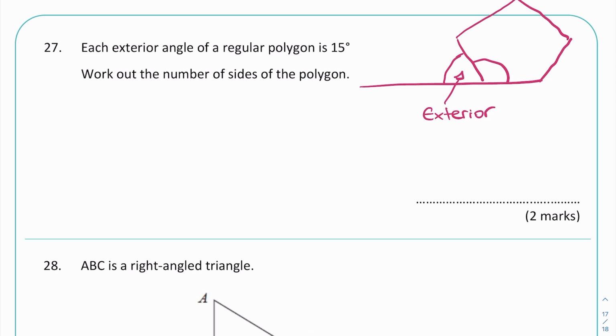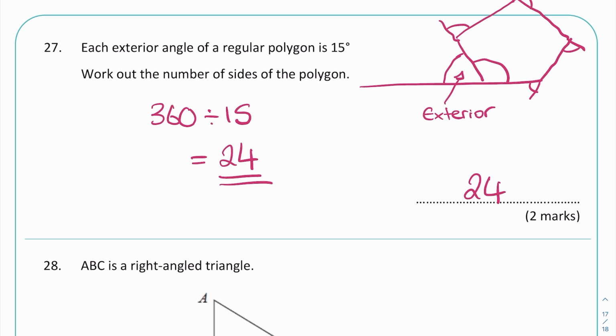So the exterior angle and the interior angle together add up to 180 degrees. But the exterior angles going all the way around a shape form a full turn, so all of them added together will equal 360. So if we know one of the angles is 15 degrees and we do 360 divided by 15, it's going to tell us just how many of those angles there are. There's one for every side, so that'll tell us how many sides it has. So 360 divided by 15 tells us there must be 24 sides. So the number of sides is 24.